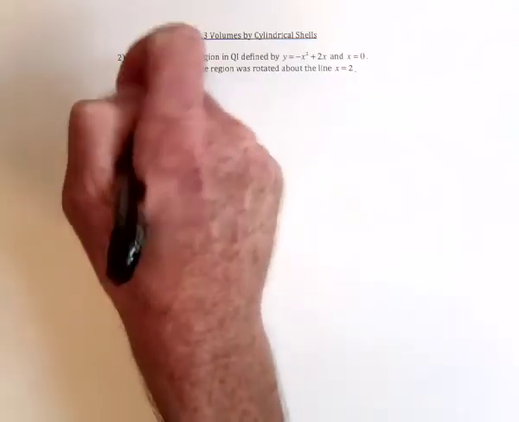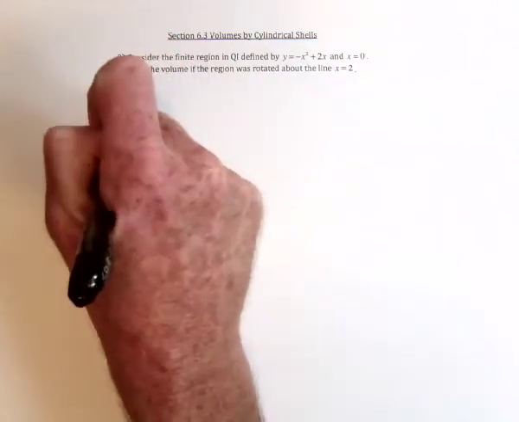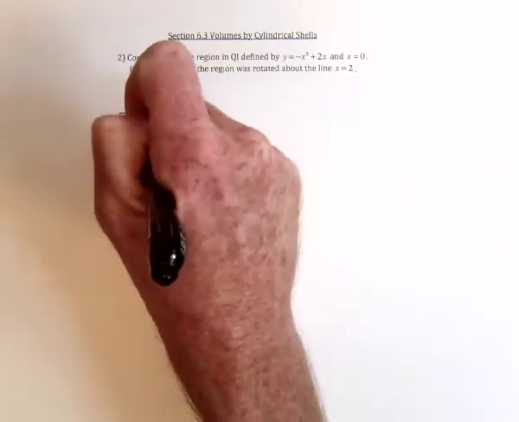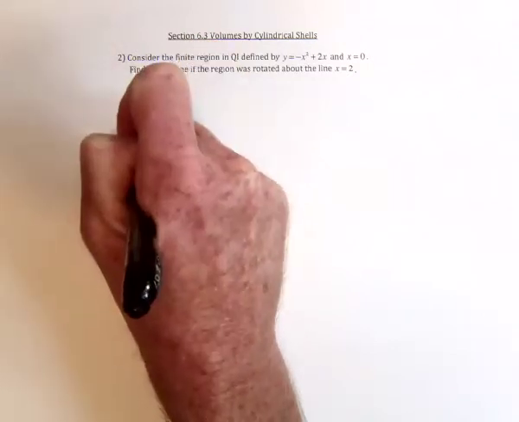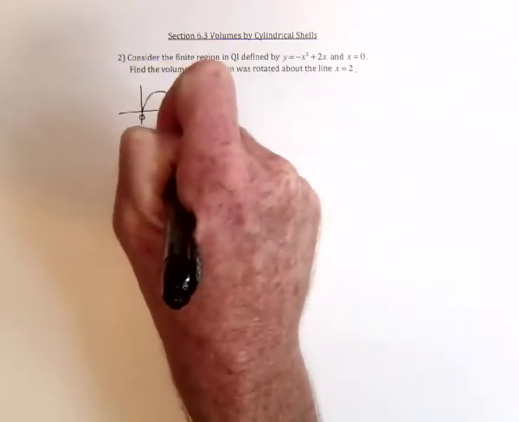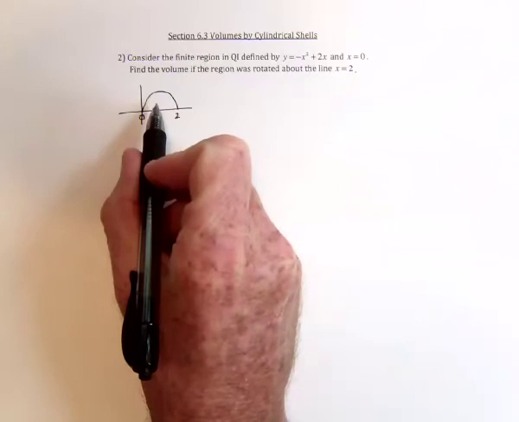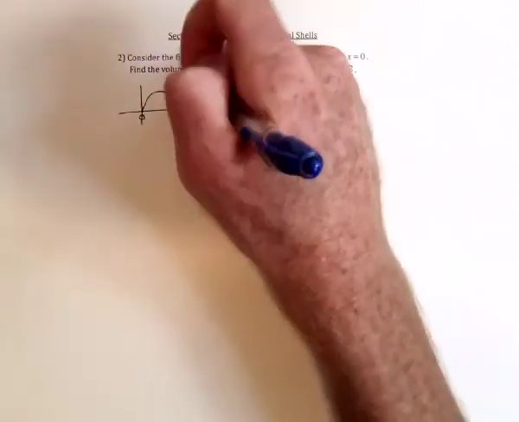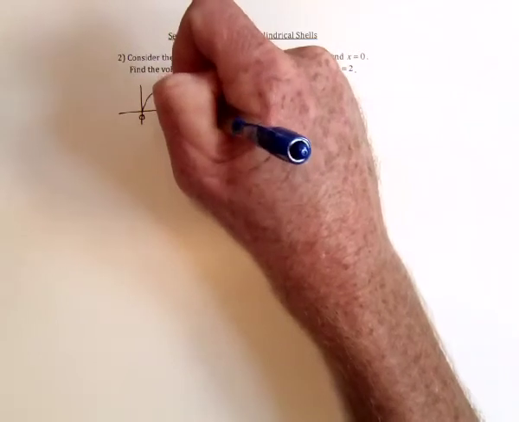The graph of this one, the setup is actually the same as about 2 problems ago. And that is, it's a parabola that looks like this. It's crossing the x-axis at 0 and 2. And so this is the region that we're going to rotate. But this time it's rotated about a vertical line, x equals 2.